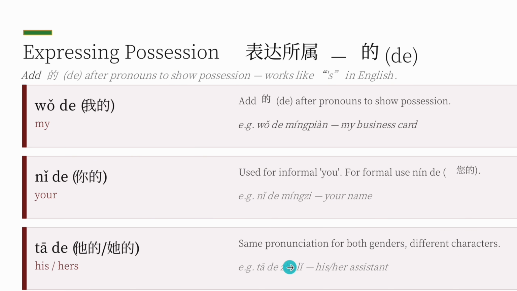助理 means assistant. So how do you say my assistant? You say 我的助理. How do you say his business card? 他的名片. Good. 好，我们继续.